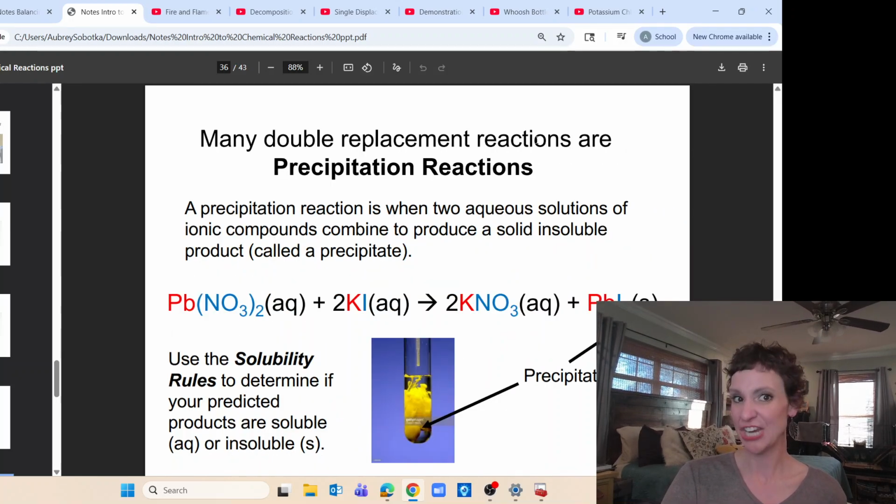I thought we could now watch a video of the formation of this lead 2 iodide, which is a really, really cool and striking yellow precipitate color.